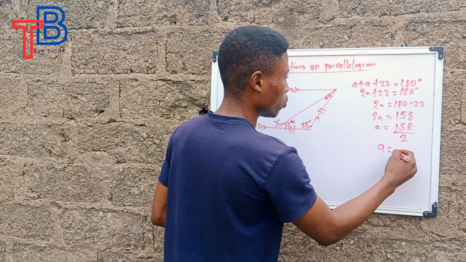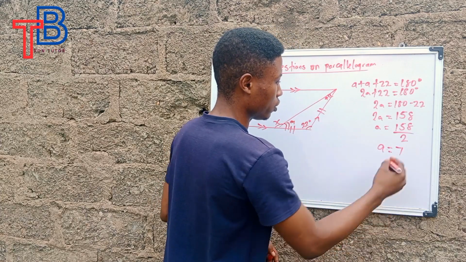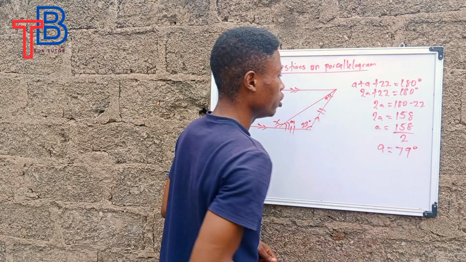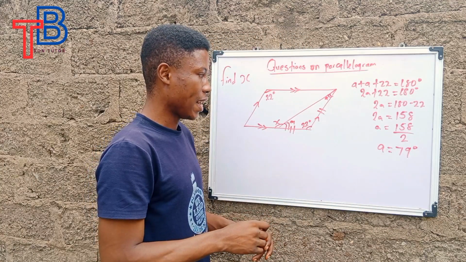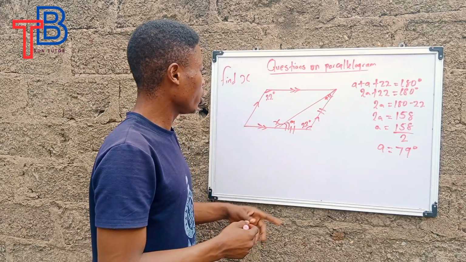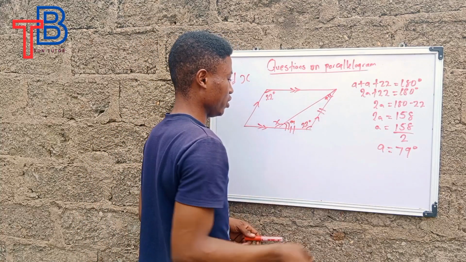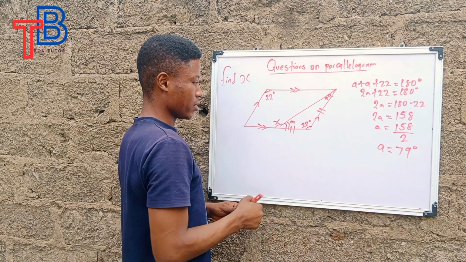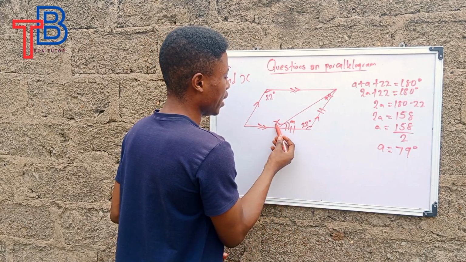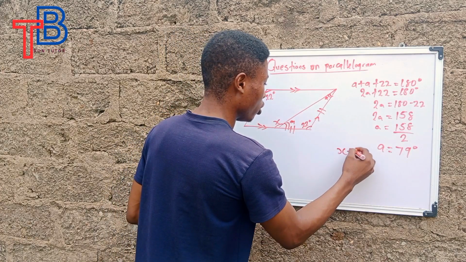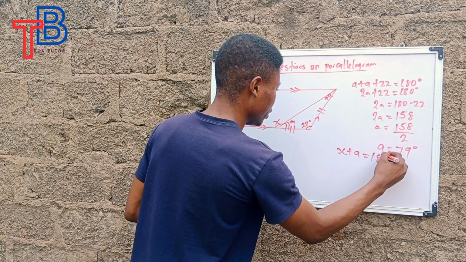Then your a is equal to 79. Your a is equal to 79 degrees. So if our a is equal to 79 degrees, that is, here is 79, here is 79, and we are looking for our x, we can see that our x and a are on a straight line, and x plus a is equal to 180 degrees.